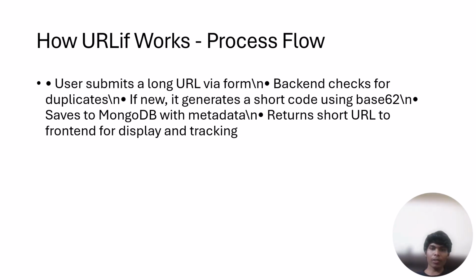How URLif works: the process flow. The user submits a long URL via a form. The backend checks for duplicates. If it is new, it generates a short code using a hash, saves it to the MongoDB database with metadata, and returns the short URL to the frontend for displaying and tracking.